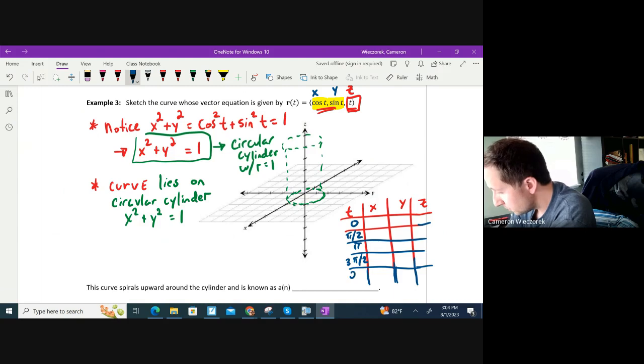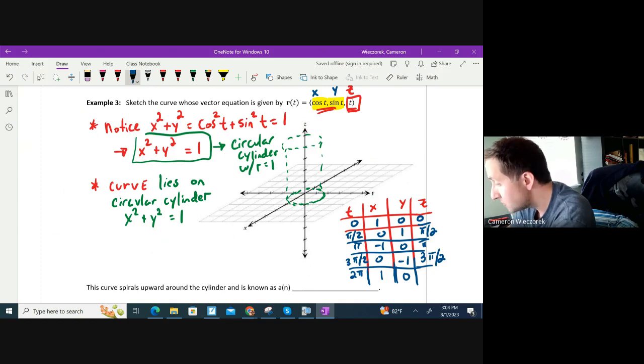3 pi over 2 and 2 pi. Okay, so if I put 0 in, I'm going to speed this up and just fill out the table. You're going to get 1, 0, 0. Look back at your unit circle if you need some recap. Then I'm going to get 0, 1, pi over 2, negative 1, 0, pi, 0, negative 1, 3 pi over 2. And then if I put 2 pi into this, I end up at 1, 0.